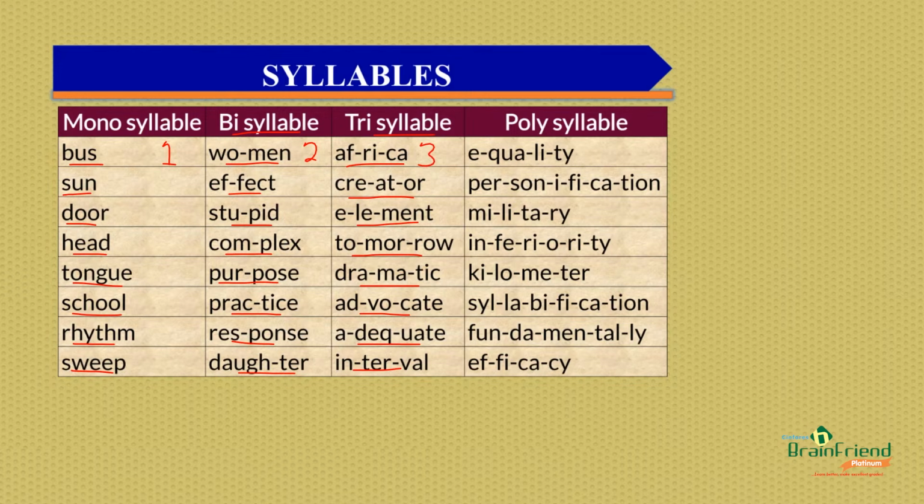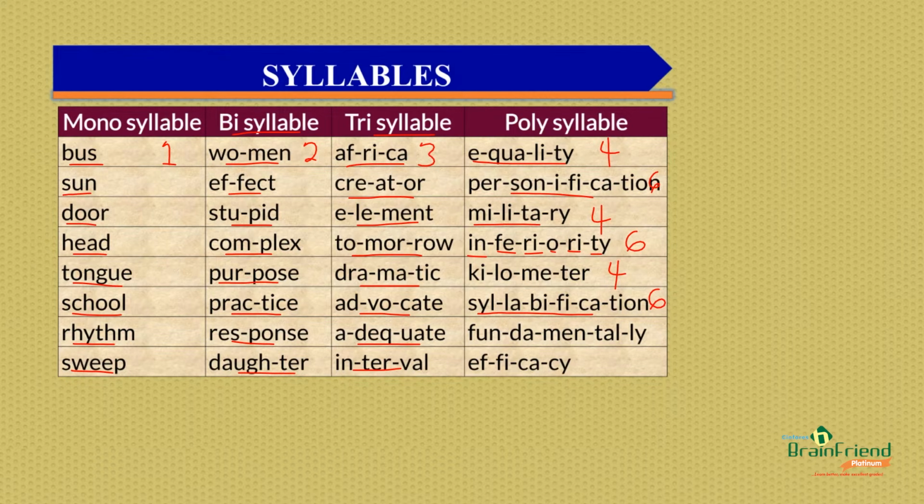Remember we said that polysyllabic words are made up of 4 or more syllables. So we have the word equality, which has 4 syllables. We have personification, which has 6 syllables. We have military, which has 4 syllables. We have inferiority, which has 1, 2, 3, 4, 5, 6 syllables. Next, we have kilometer, which has 4 syllables. Also, we have syllabification, which is made up of 6 syllables.